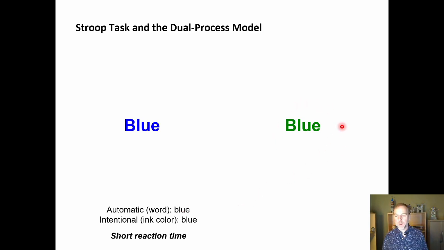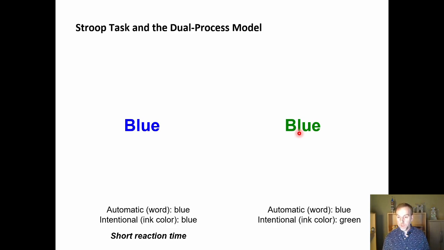Now this trial, for example, automatically I want to read it, I want to say blue, but what I'm supposed to do is name the ink color, which is green. Now these don't match, so that's going to increase your reaction time, and that could also lead to errors, which may have happened. I might have even made some mistakes when I tried to read those ink colors.